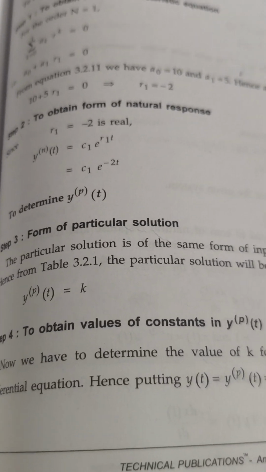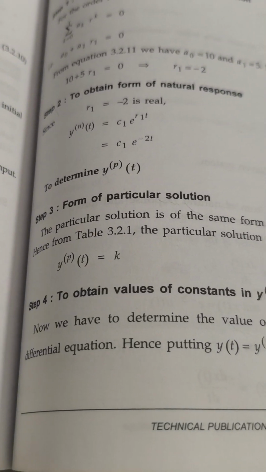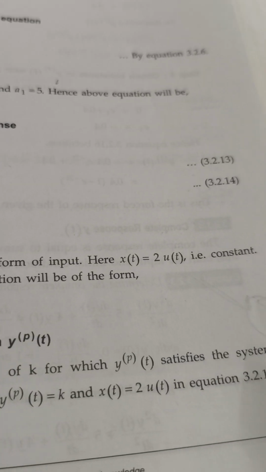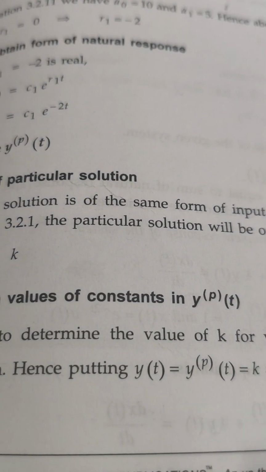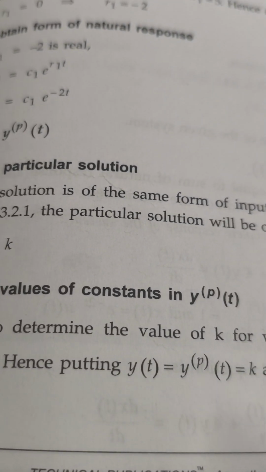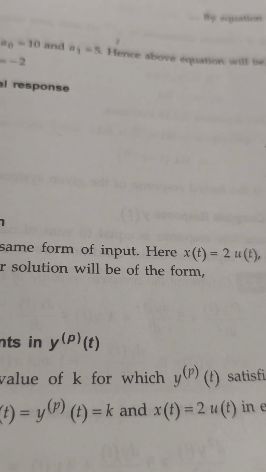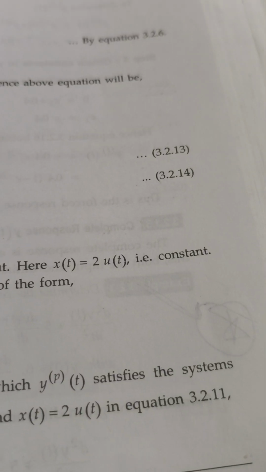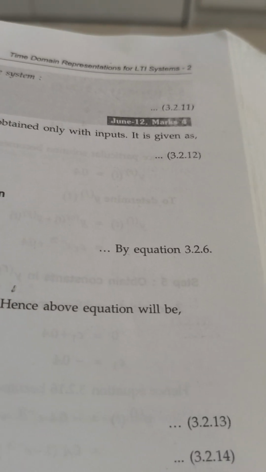Then what will we do? We will find the values. To obtain the value of the constant k in y p of t equal to k, we have to determine the value of k for which y p of t satisfies the system. Now we will find the value of k in the differential equation. Hence, putting y of t equal to y p of t equal to k and x of t equal to 2 u of t in equation 3.2.11. Where is equation 3.2.11? Here, this is the equation.